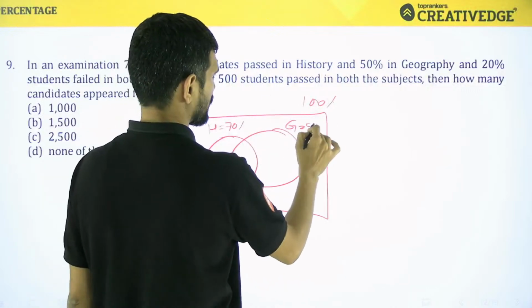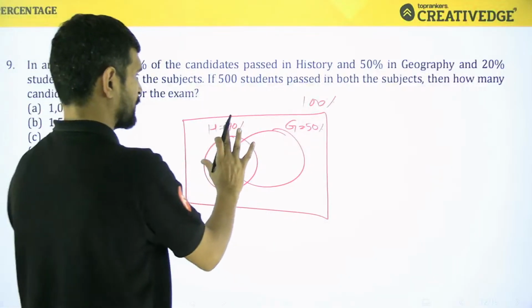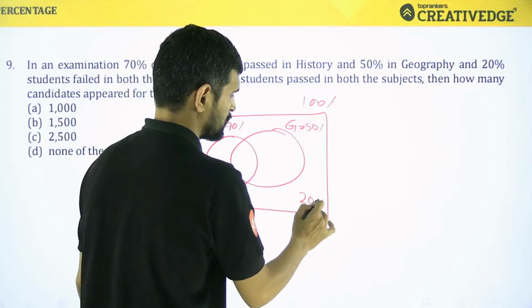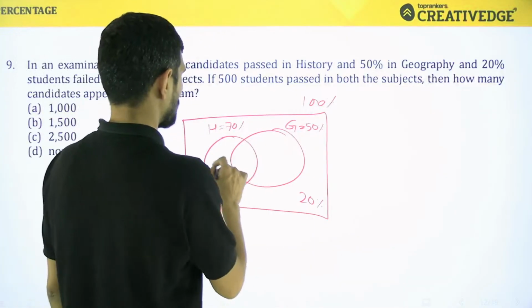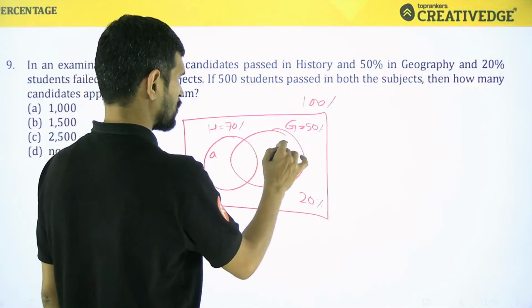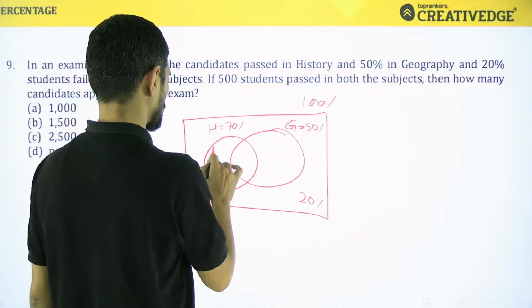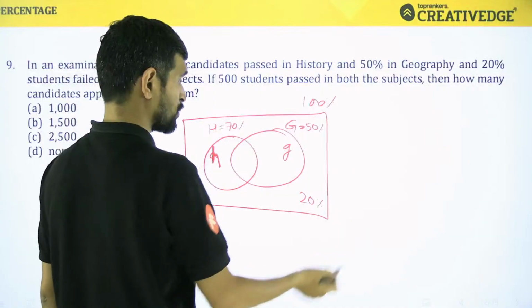50% passed in geography, 20% failed in both. So that means not passed in history, not passed in geography. These are 20%. That simply means only history, only geography. Rather, let me write this with a small h. Small h represents only history, small g represents only geography.